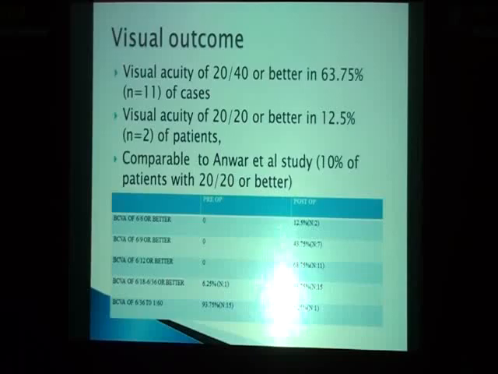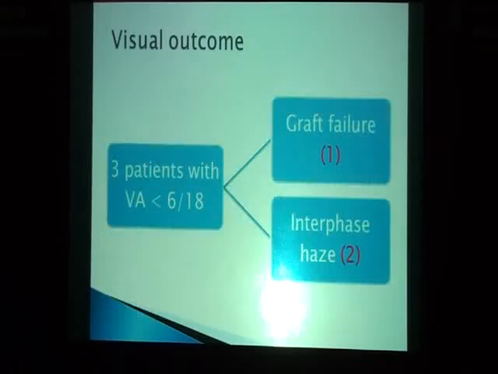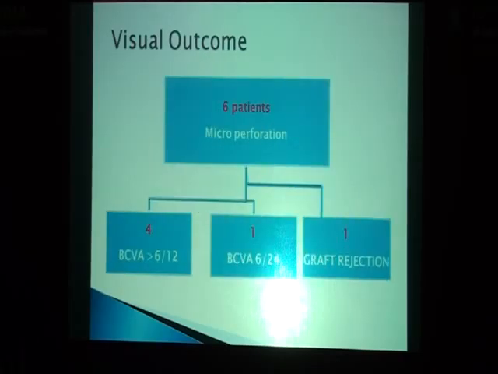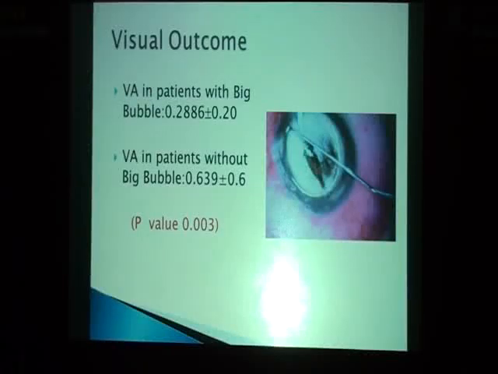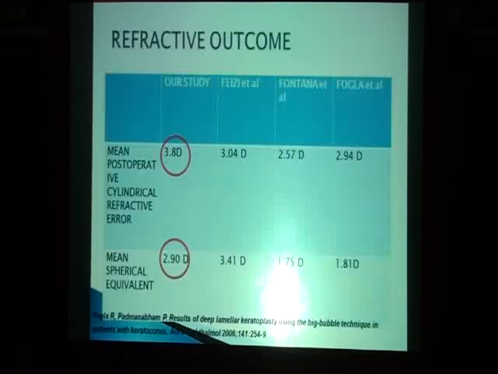Visual acuity of 20/20 or better in 12.5% of patients is comparable to the Anwar et al. study. 3 patients had vision less than 6/18, of which 1 had graft failure and 2 had interface haze. 6 patients had microperforation, of which 1 went on to have graft rejection and 1 had a visual acuity of 6/24. Others were better. Visual acuity in patients who had achieved big bubble was 0.2886, and in patients without big bubble was 0.639, and the difference was statistically significant.